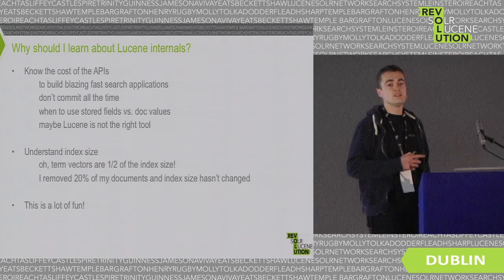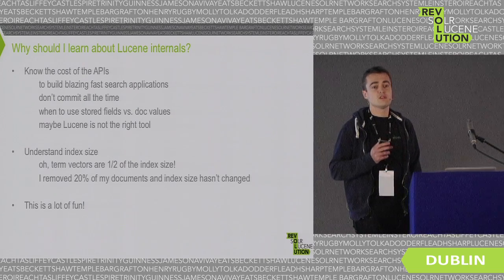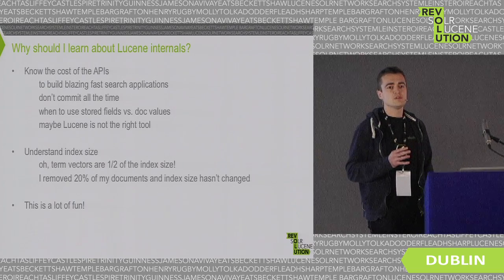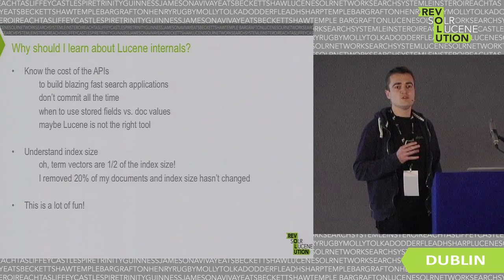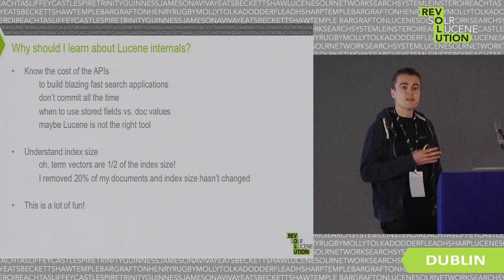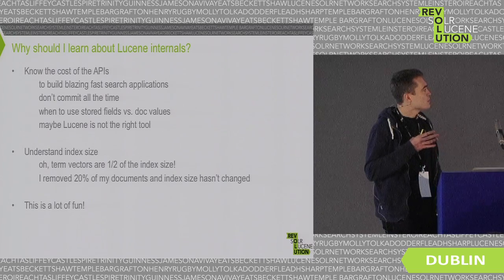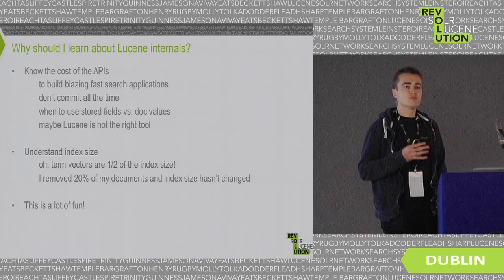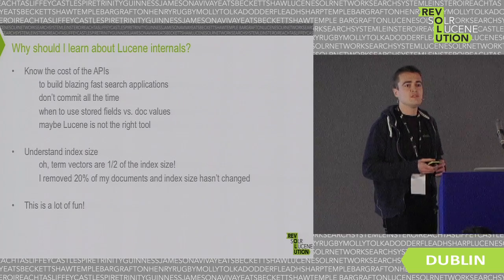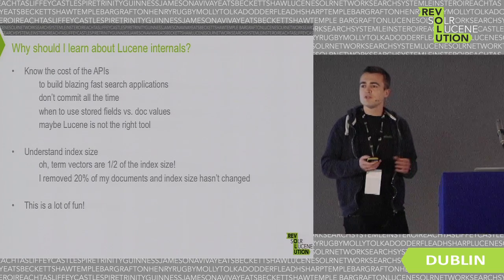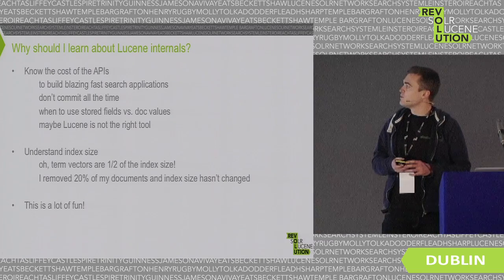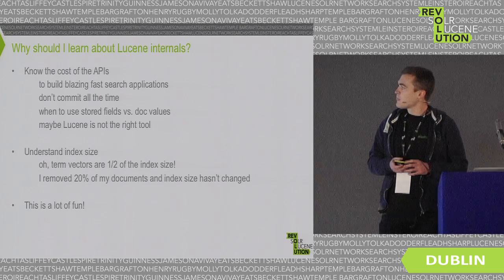There are a few things that you should never do with Lucene, especially you should never commit all the time. Doing a Lucene commit every time you add a document is the best way to have very, very slow indexing with Lucene. There is another question that people have, which is, for example, when should I use stored fields and doc values? Because Lucene provides these two options in order to access field values. So when should I use which one? This is a question you may have when you start using Lucene.